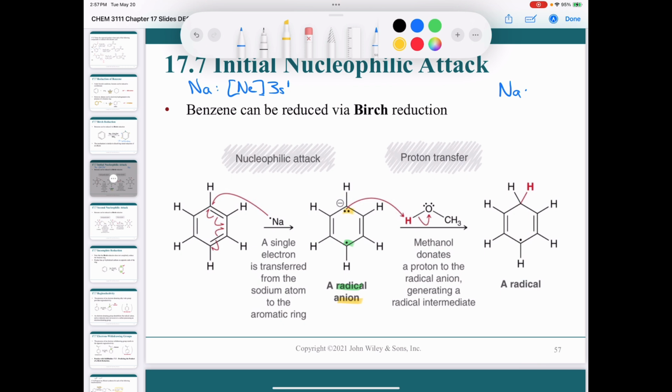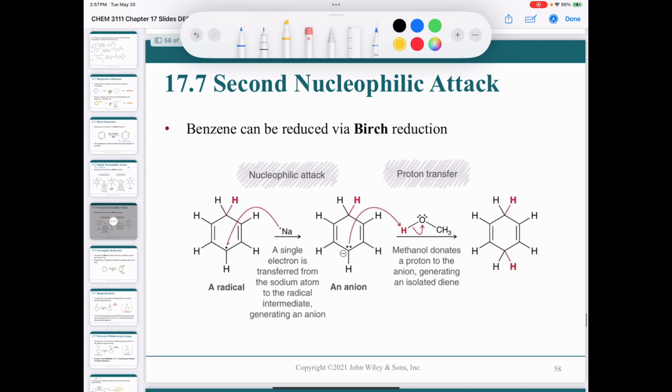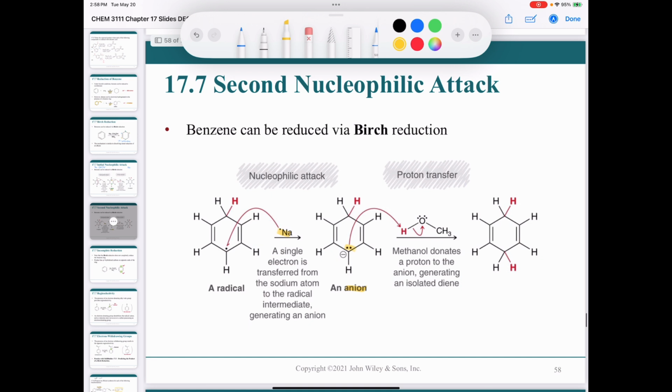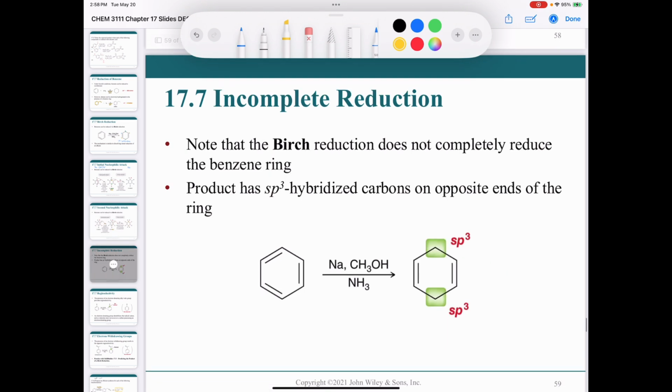Then the methanol acts as a proton donor. Then we end up with a radical. So then what happens in the second step is we're going to donate another electron. And we see that right here. Our sodium donates another electron, and now we get an anion. And now the methanol donates another proton. And so we reduced at this carbon and this carbon, which are on opposite sides of the ring, to one another.